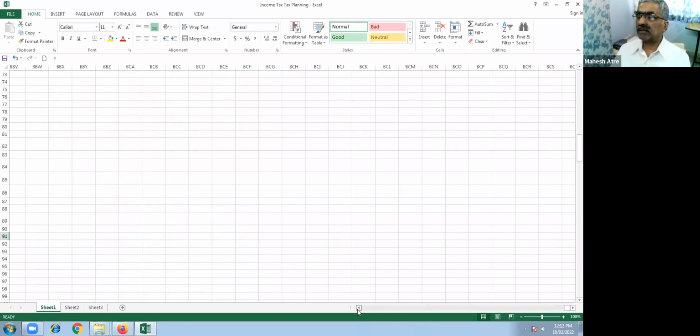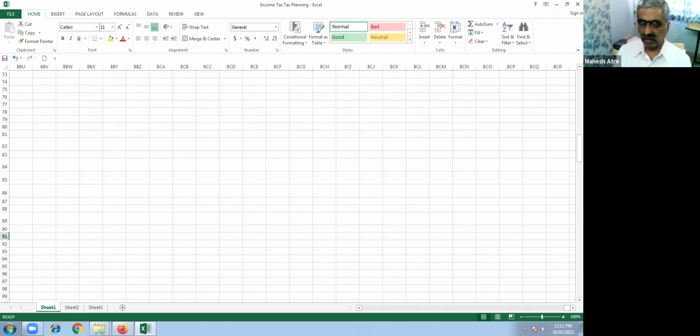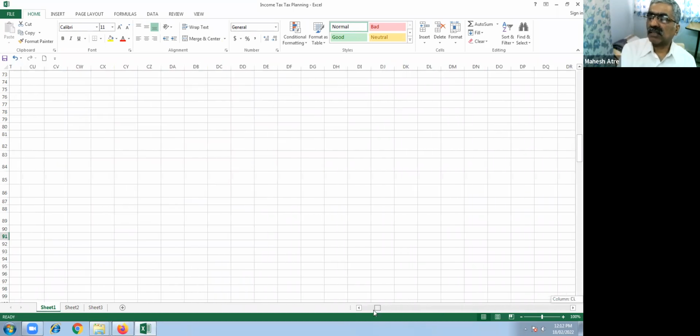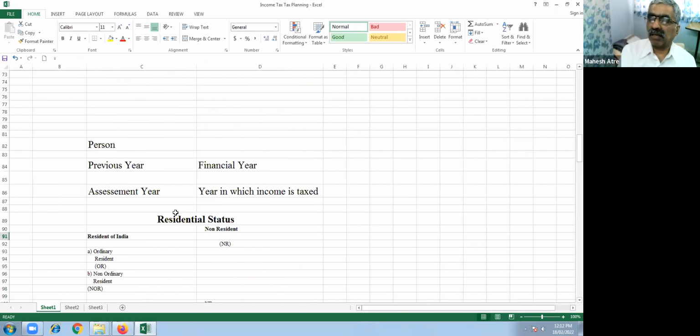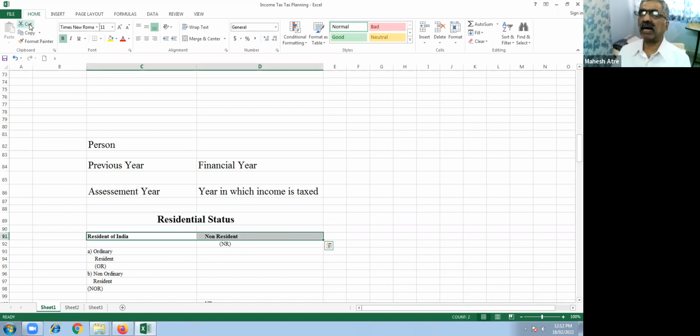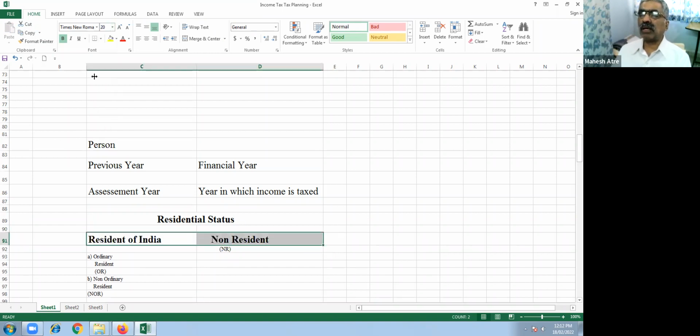So please try to understand the definition of residential status. Now, residential status means, in the case of a person, again, suppose Mr. A, we are going to determine whether he is a resident of India or a non-resident of India. So that is very important, the residential status of a person. So a person may be a resident of India or a non-resident of India.